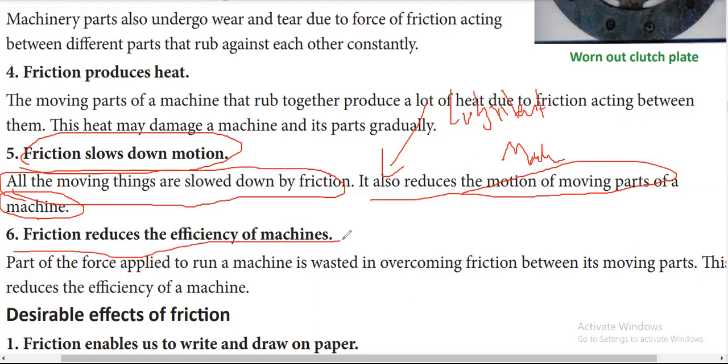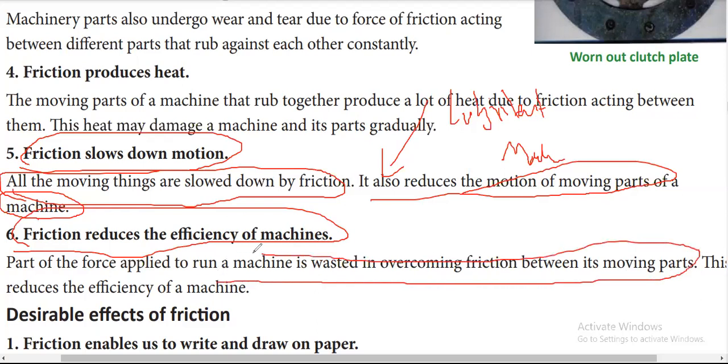Okay. Then the last point of undesirable effects, friction reduces the efficiency of a machine. So it is very clear that part of the force applied to run a machine is wasted overcoming friction between the moving parts. So this reduces the efficiency of the machine. Okay, when the friction is higher between the moving parts of the machine, it reduces the efficiency of the machine because they are not moving at their normal speeds.